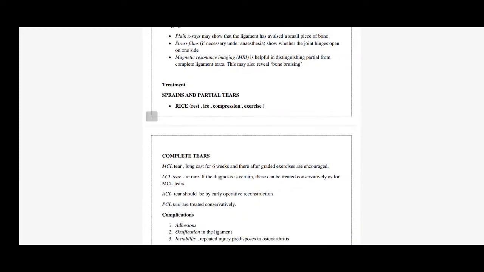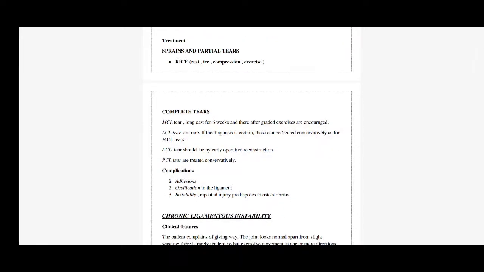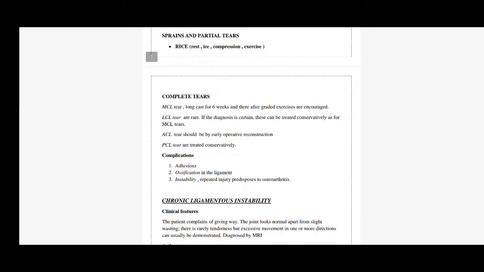Treatment of acute ligamentous injury. Sprains and partial tears are usually treated conservatively with the RICE protocol: rest, application of ice to reduce the pain and hemarthrosis, compression to reduce the swelling, and early exercise and early rehabilitation. All of this is done with protection in a cast or splint for at least 4 to 6 weeks, then later on return to normal life.